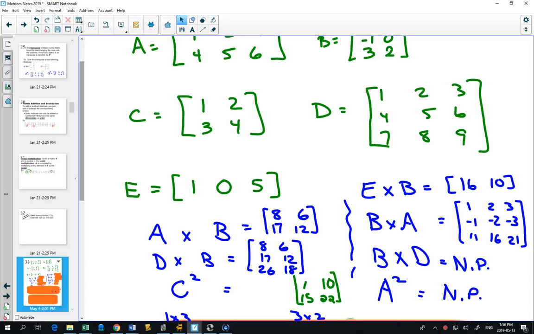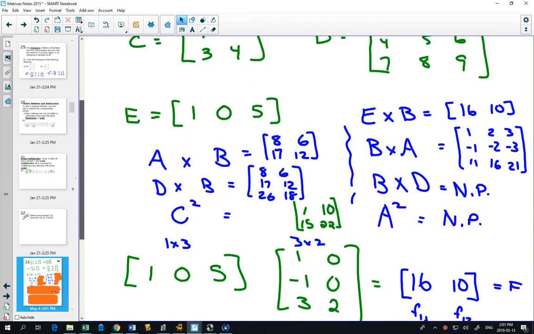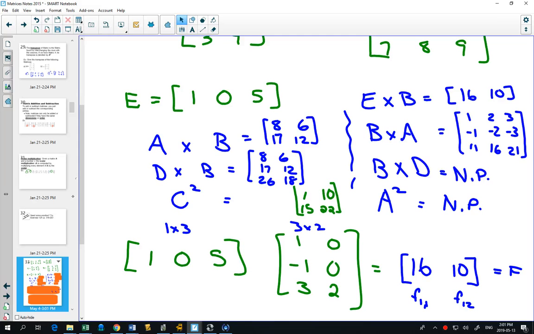And then once you've figured out when they're possible, so many things. We have to figure this matrix multiplication out. So the idea that's come up is that the size and order of the matrices matters. If we look at one of these, E times B, there's E, there's B. Here's your order above E, here's your order above B, and there's your answer, which I'm going to call F.